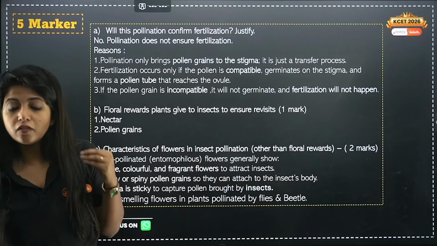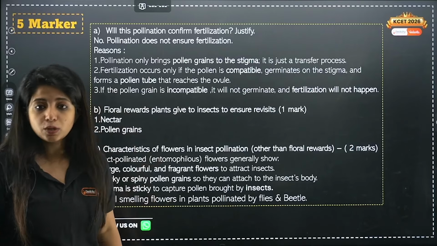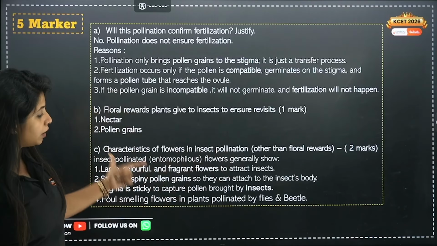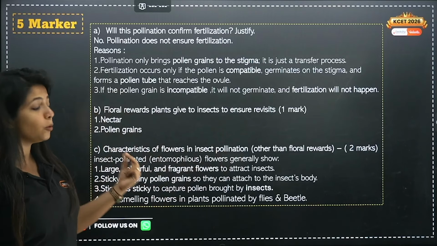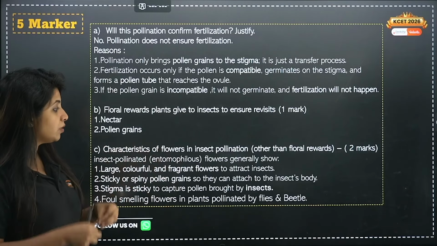Does the plant give some floral rewards to the insects? Yes, it gives nectar, it gives pollen grains, it also provides what? Shelter as well. Now, characteristics of flowers in insect pollination. Flowers basically are large, colorful and fragrant. They have sticky or spiny pollen grains so that they can stick on the surface of the insect, and the stigma is sticky to capture the pollen grains brought by the insect.